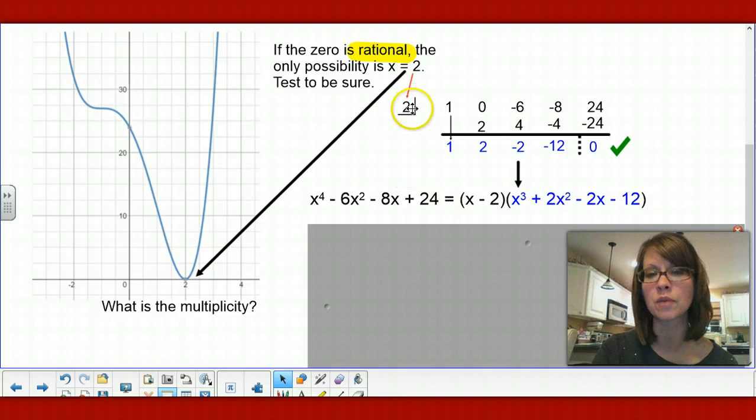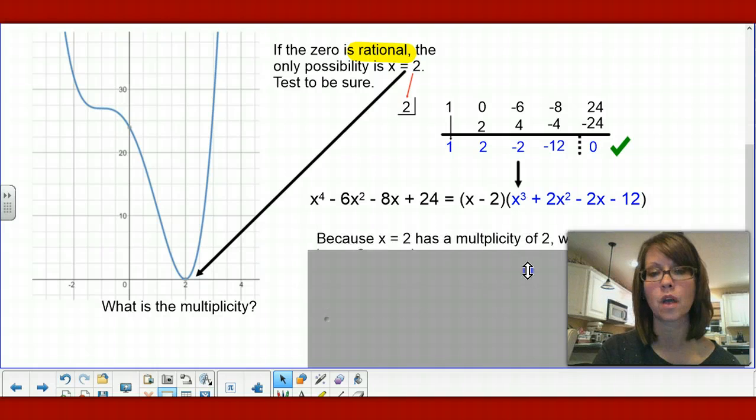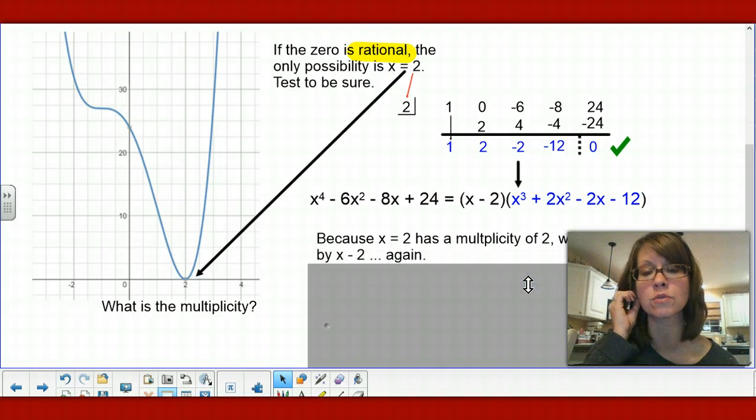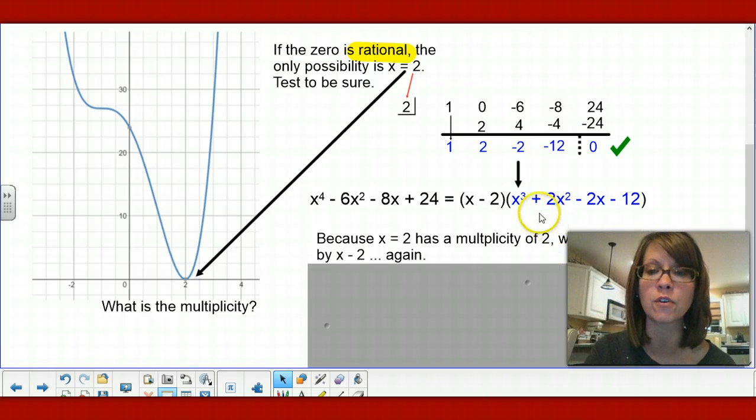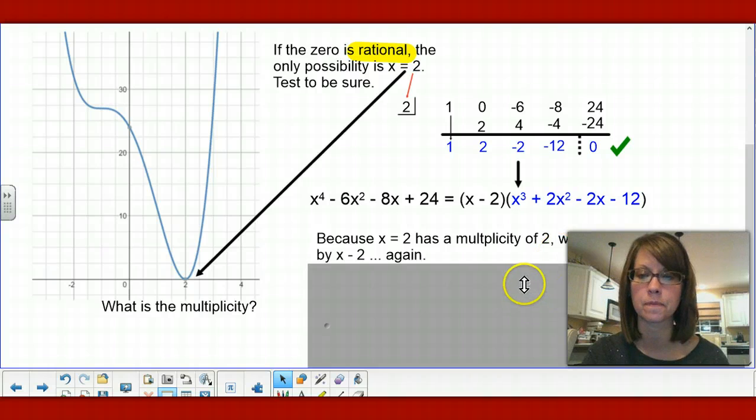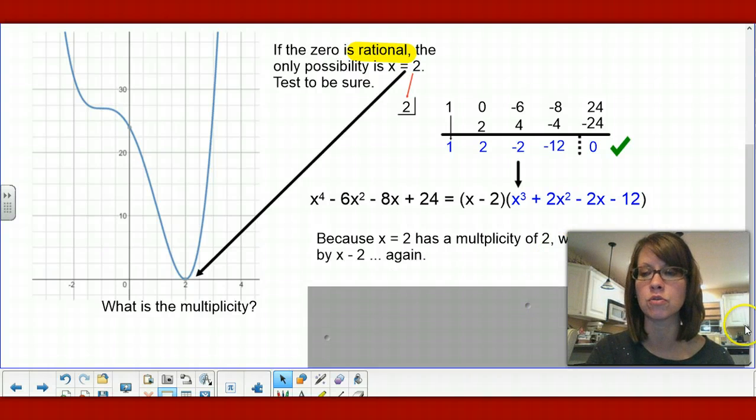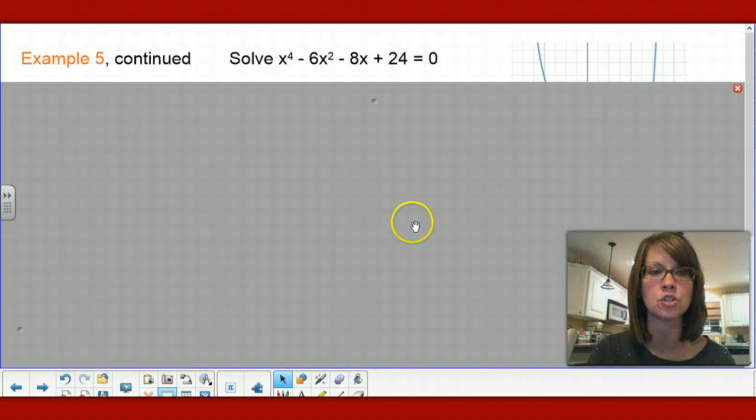First thing I did was I wrote the x equals 2, 0 as an x minus 2 factor. Here, the 1, 2, negative 2, negative 12, that comes in here as our depressed polynomial. All right, so because x equals 2 has a multiplicity of 2, we can divide by x minus 2 again. That does us a favor that we don't have to go back through and do p over q with this blue polynomial. We could, but we don't have to if you recognize the multiplicity. Okay, so we are going to go on ahead and divide by x minus 2 again.